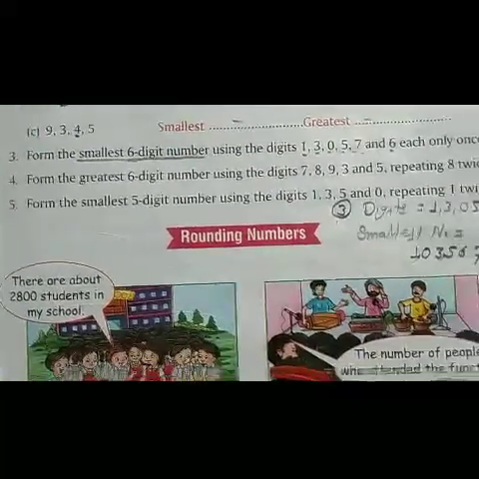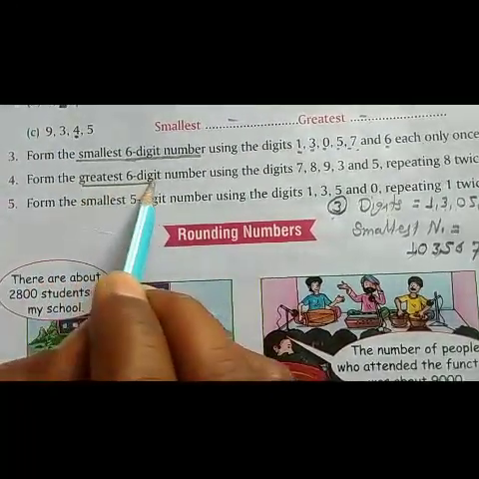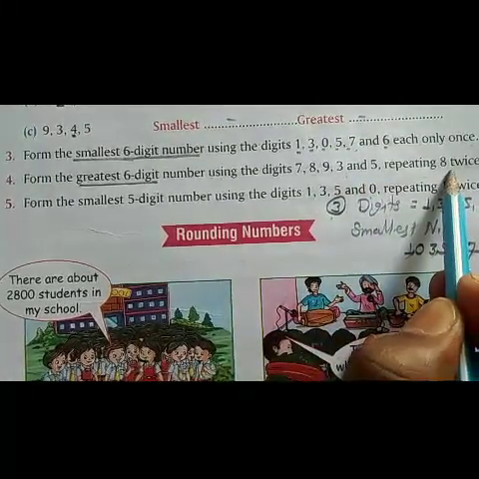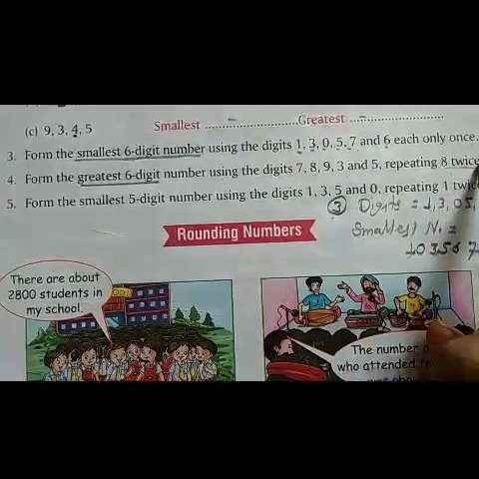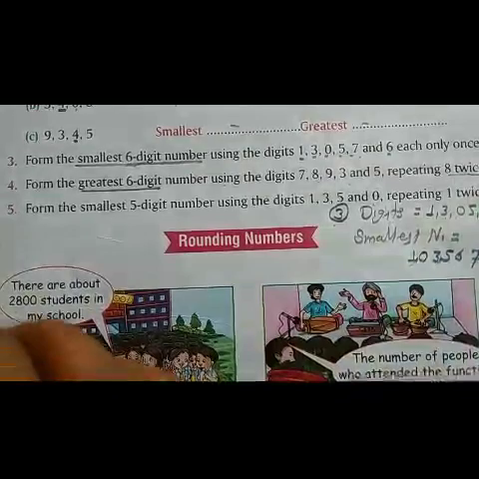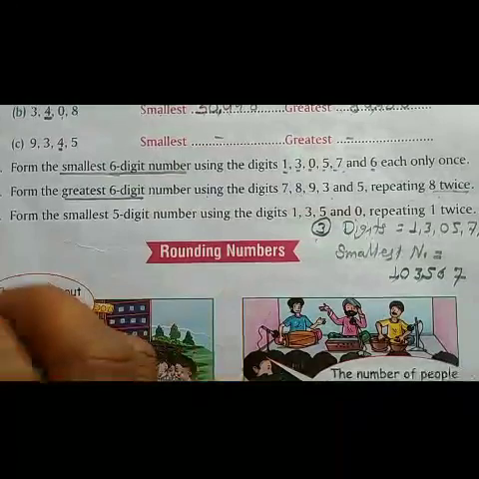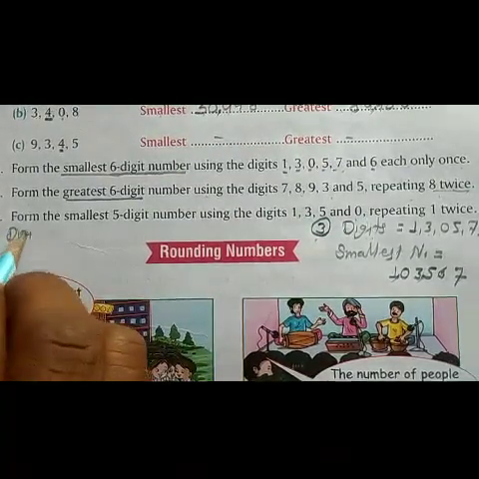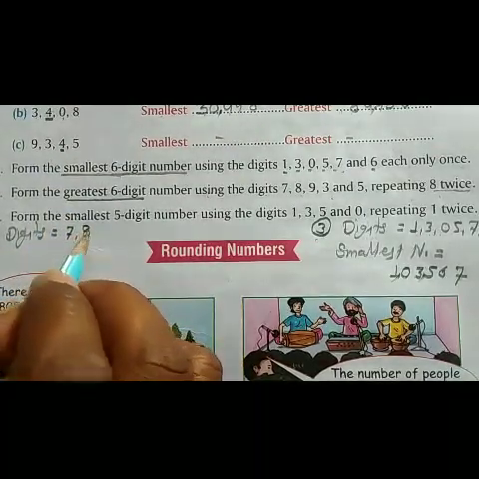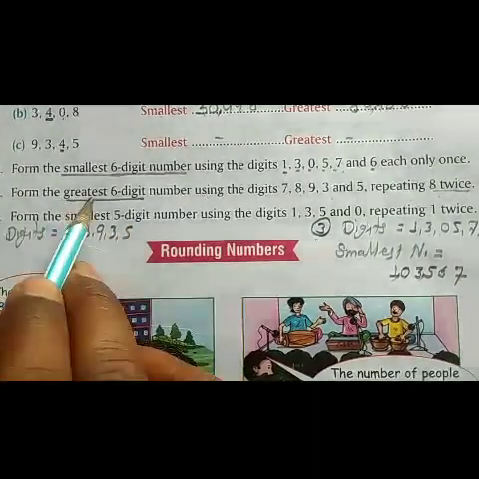The fourth question is, form the greatest 6-digit number using these digits, repeating 8 twice. In this question 8 must be repeated 2 times. So how to solve this question? First of all, write the digits. So here question number 4. The digits are 7, 8, 9, 3 and 5. We have to form the greatest number.